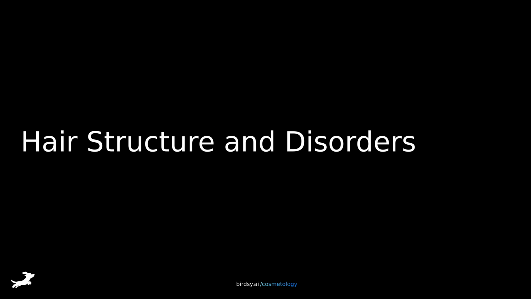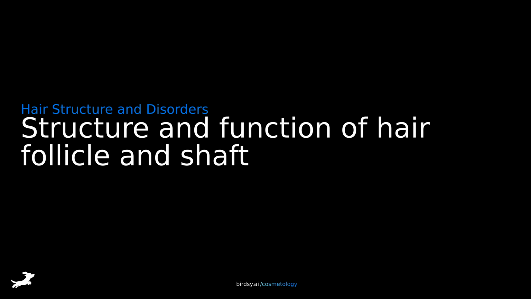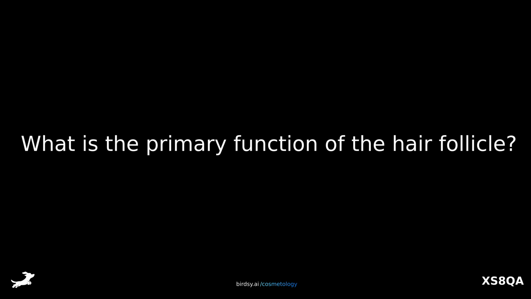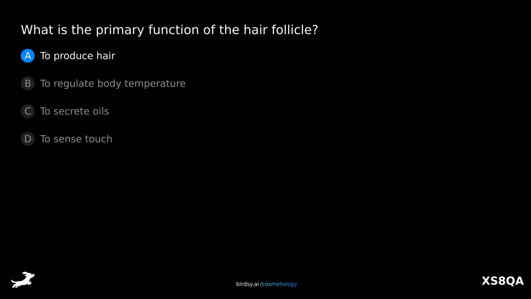Let's start with a review of hair structure and disorders. Structure and function of hair follicle and shaft. What is the primary function of the hair follicle? Is it A, to produce hair, B, to regulate body temperature, C, to secrete oils, or D, to sense touch? The answer is A, to produce hair.